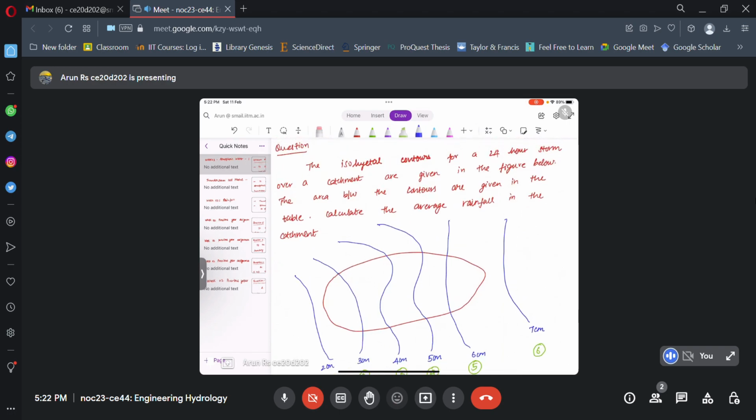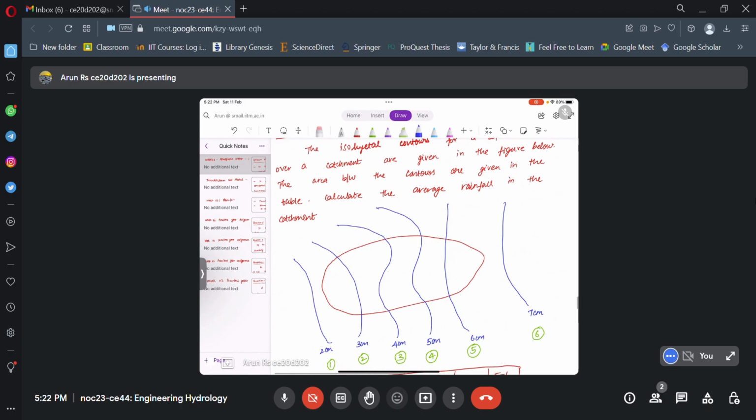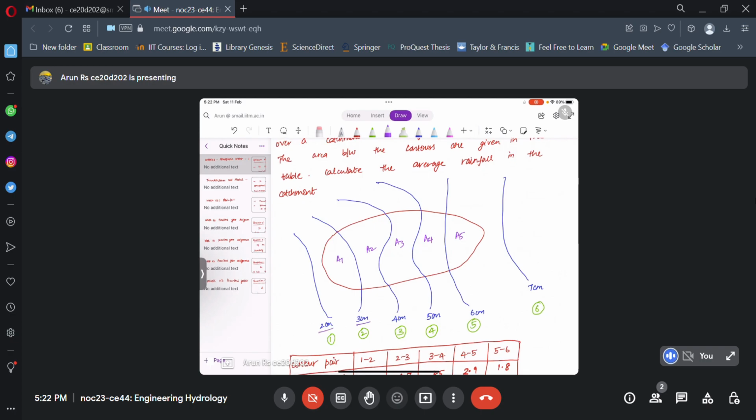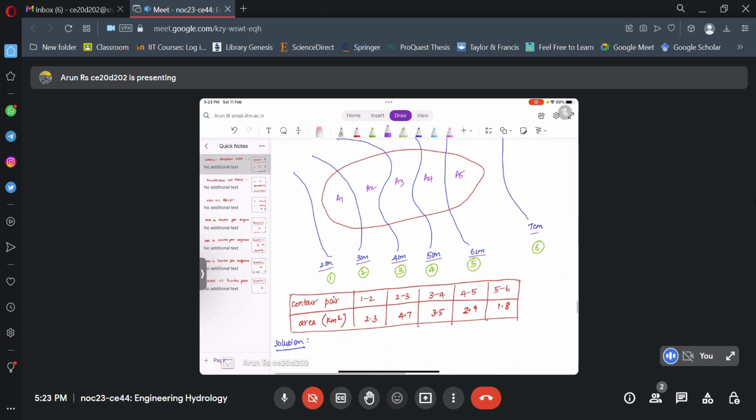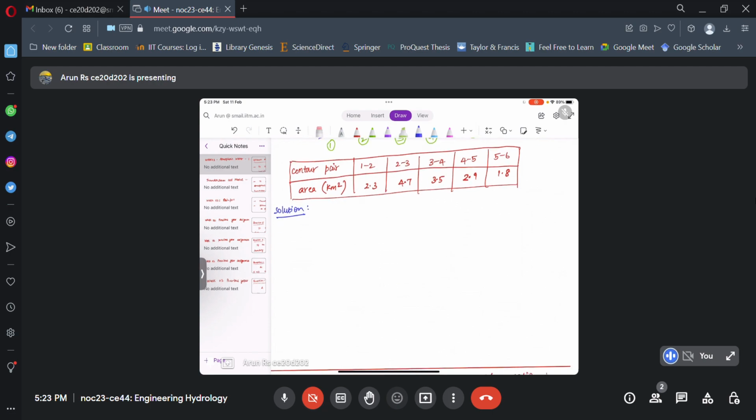here you have the isohyetal contours for a 24-hour storm over a catchment, which is represented here. So you have 6 different isohyets, and the catchment area is given. The area is also given in the form of a table. So this will be your area 1, area 2, area 3, area 4 and area 5, and these are the precipitation values for that particular isohyet. So we have a contour pair and the area is given in square kilometers. It is just a direct substitution.